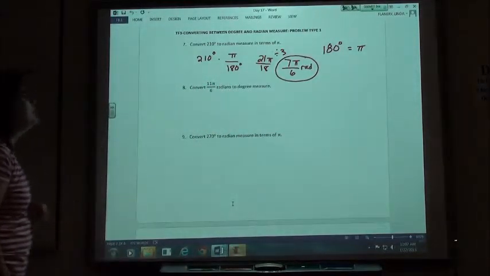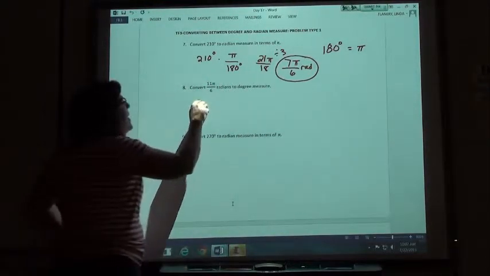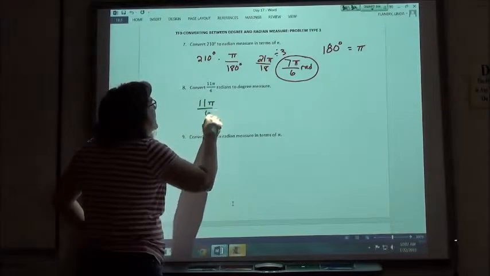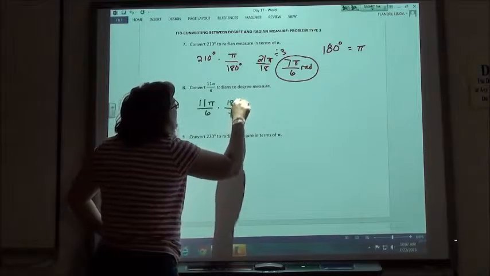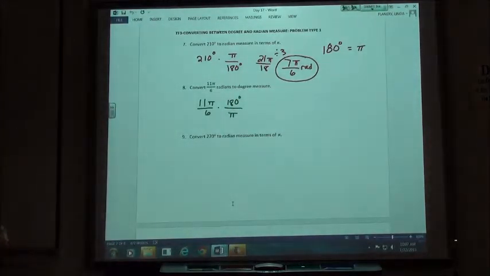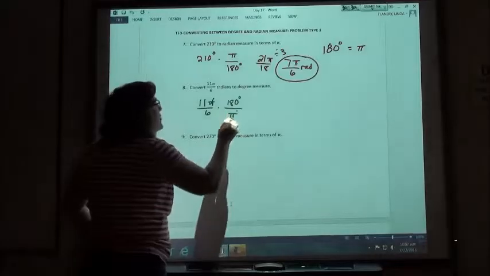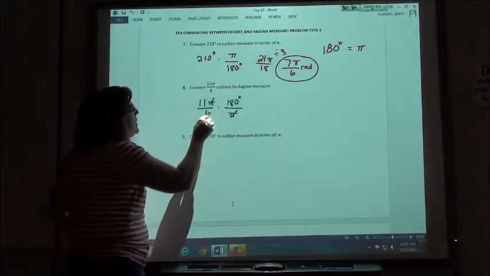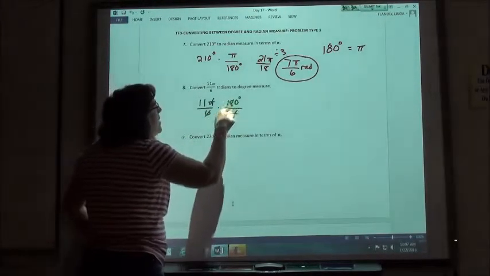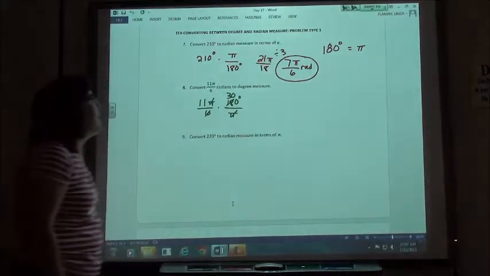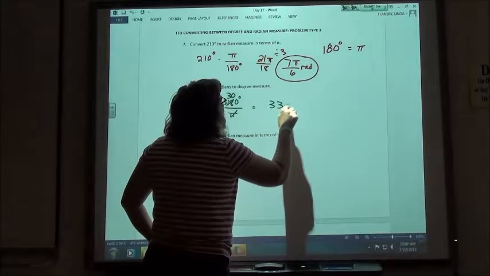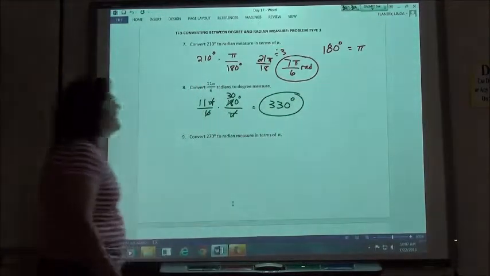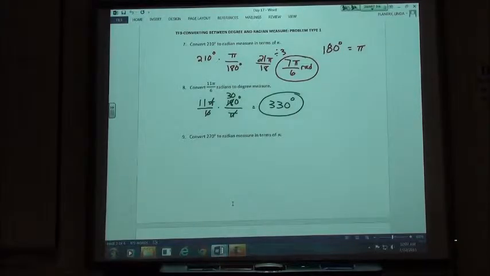If I want 11 pi over 6 radians changed to degrees, then I have 11 pi over 6. This time I want to cancel the pi out. So the pi is going to go on the bottom and the 180 degrees is going to be on top. So here the pi cancels out. I could do a little more reducing. 6 goes into 18 3 times, so it goes into 180 30 times. So I have to take 11 times 30, which is 330 degrees then. So 11 pi over 6 radians is equal to 330 degrees.